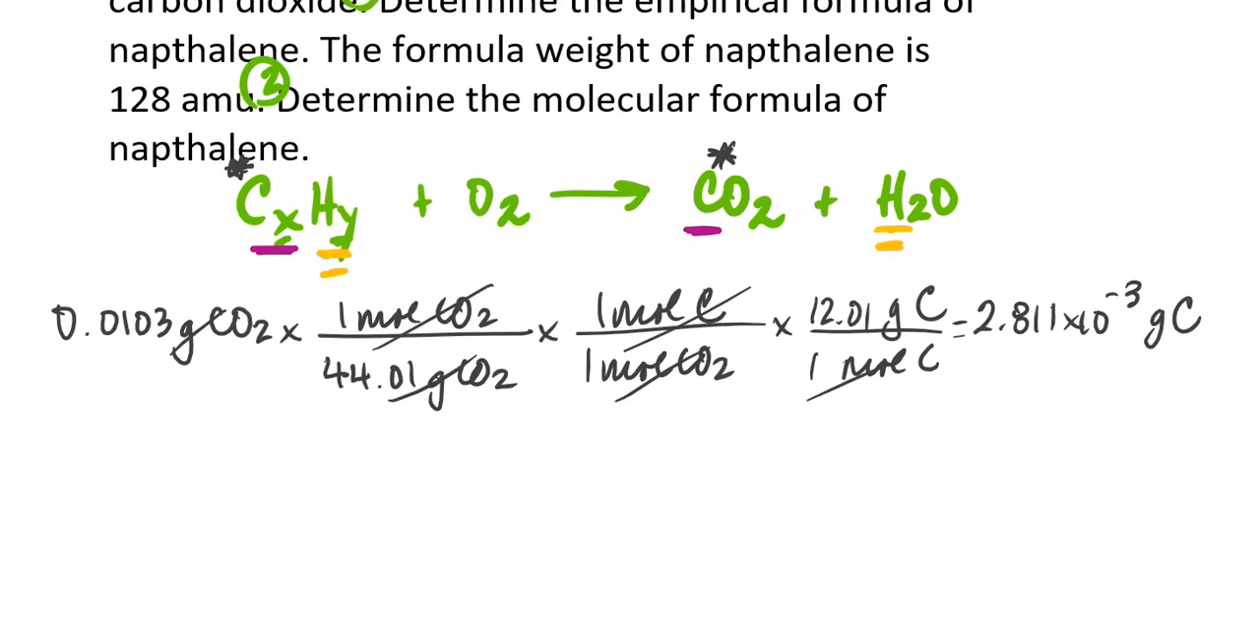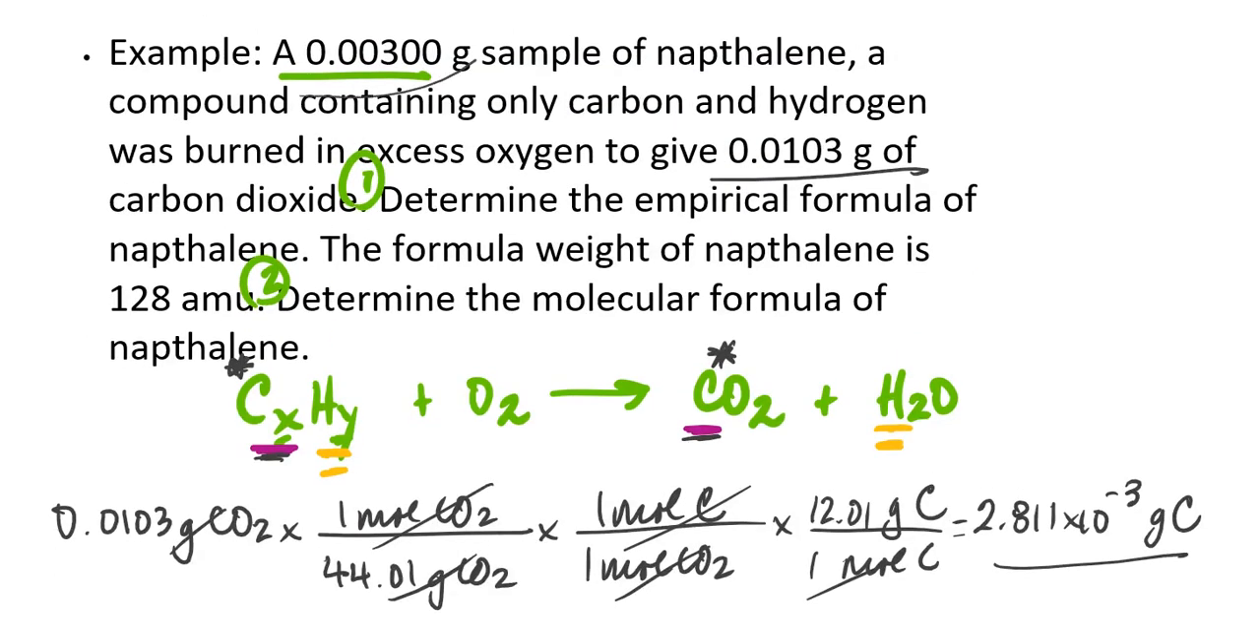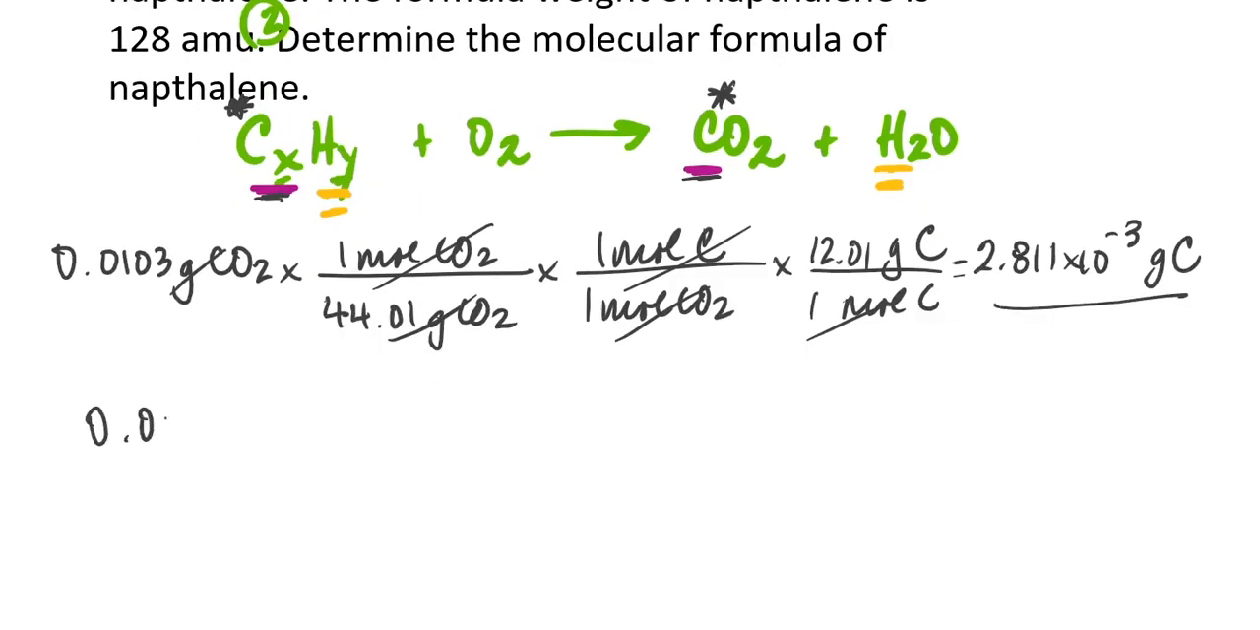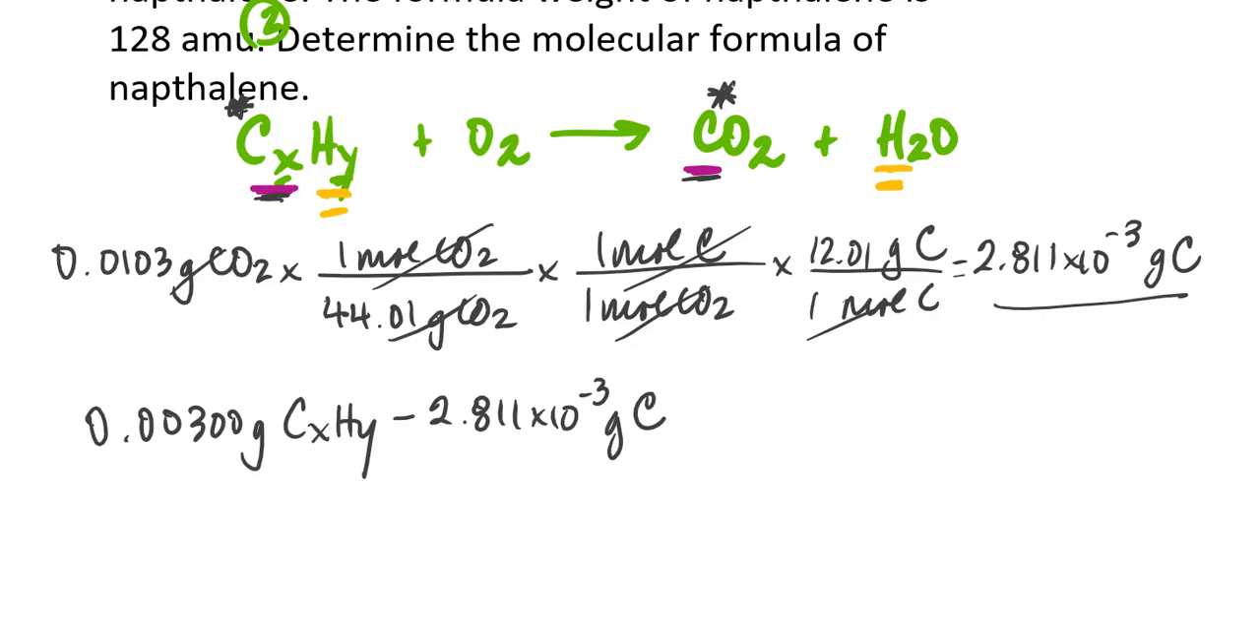So as I said, basically that answer represents the grams of carbon in the carbon dioxide, but also the grams of carbon that I started with in my naphthalene. And if I started with 0.00300 grams of the naphthalene and subtract out the 2.811 times 10 to the negative third grams of carbon, then that should leave me with the starting mass of hydrogen that I had present to begin with. If I do that subtraction, that's 1.890, roughly, times 10 to the negative fourth grams of hydrogen.